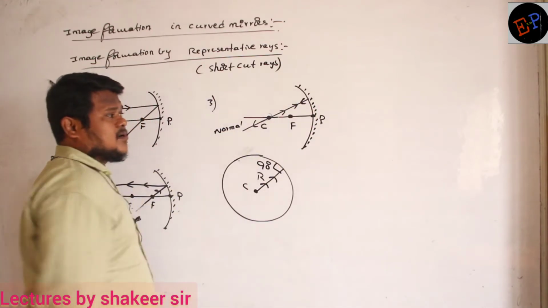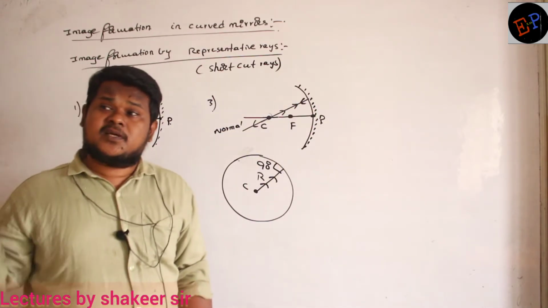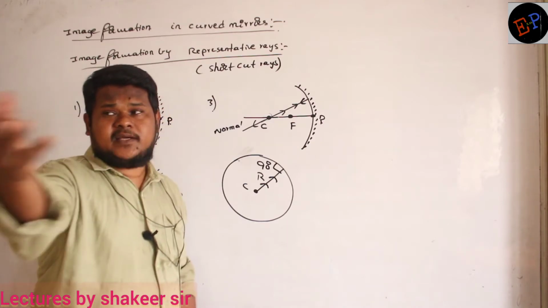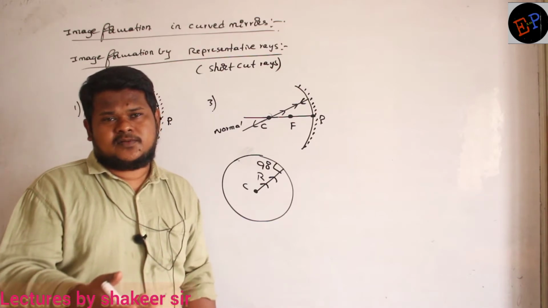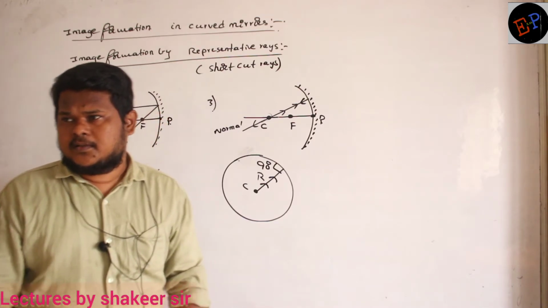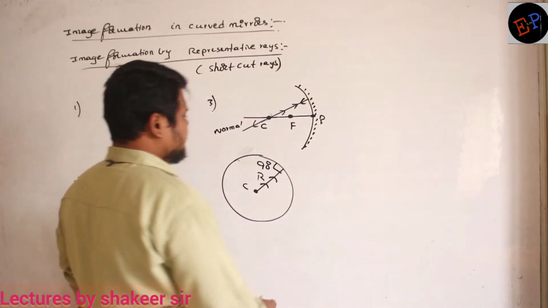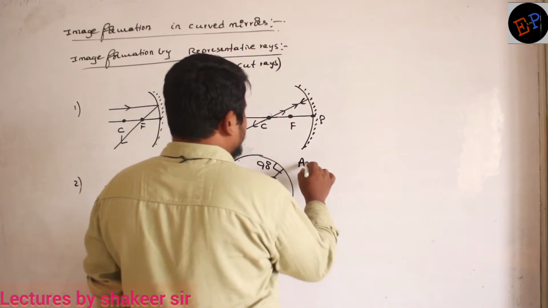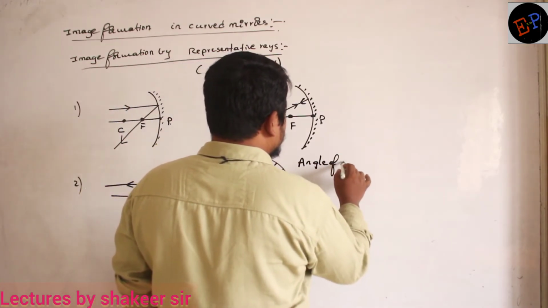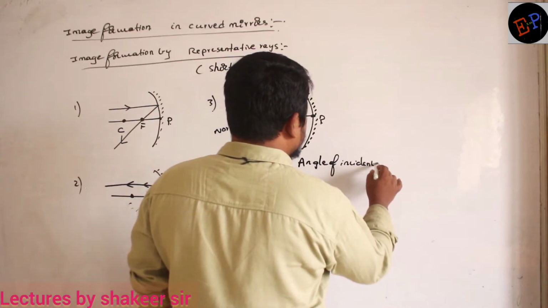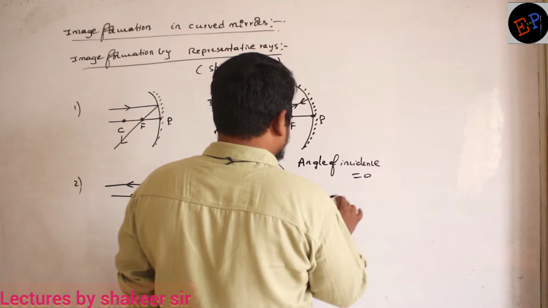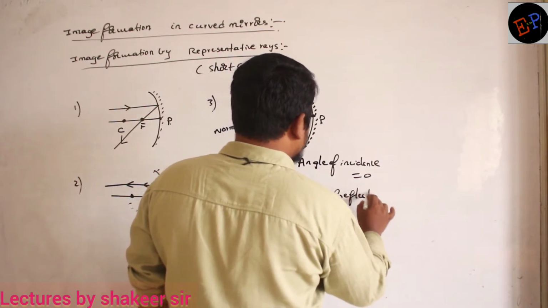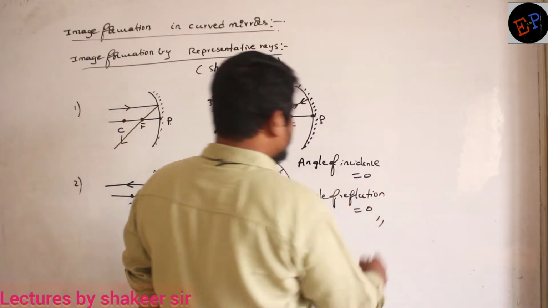This line itself is the normal. So if light is passing on the normal itself, then angle of incidence is 0 and angle of reflection is 0. It means the light ray should retrace the path. Okay? So therefore here, angle of incidence is 0, so angle of reflection is also 0. Are you able to understand?